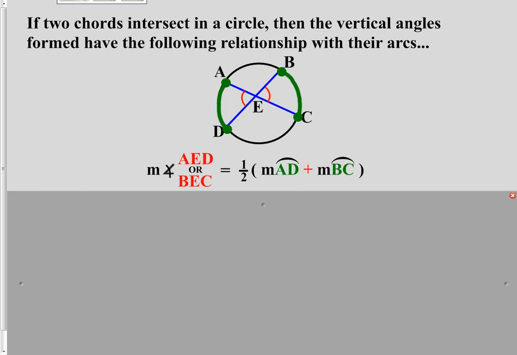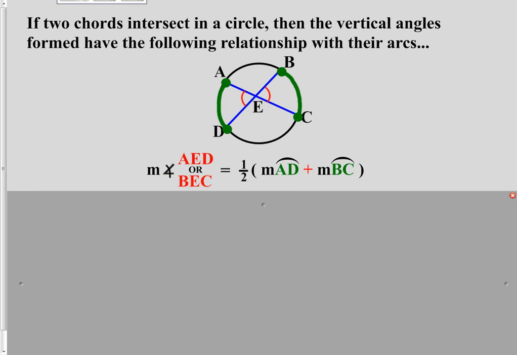Now obviously angle AED and angle BEC at the intersection of the chords, they are congruent because they are vertical angles. We learned that a long time ago. Okay, but the relationship between those vertical angles and their arcs is that the measure of the angle will equal half of the sum of the arcs that are caught between those chords. Okay, now please notice that the formula in this case is not a subtraction problem. It is an addition problem. That is a difference or a change you're just going to have to get memorized.